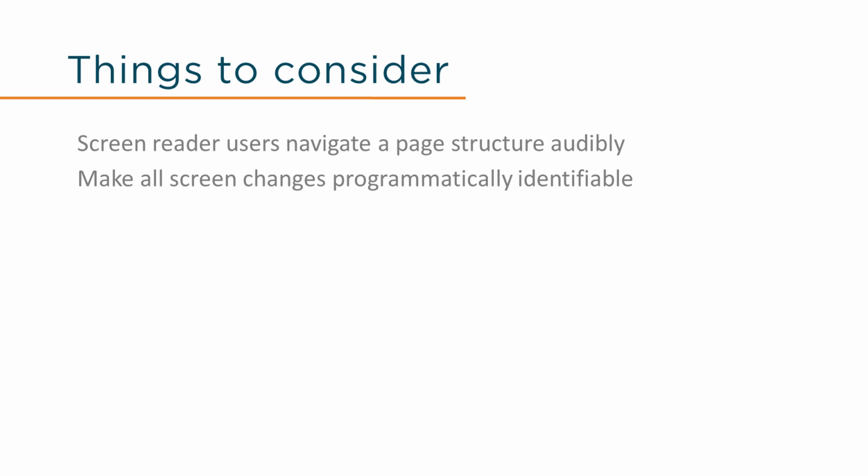Screen reader users navigate on-screen content audibly. If parts of the screen change visually, we need to ensure the change is identifiable programmatically as well. By making a change programmatically identifiable, the screen reader monitors what has changed and announces the change audibly.